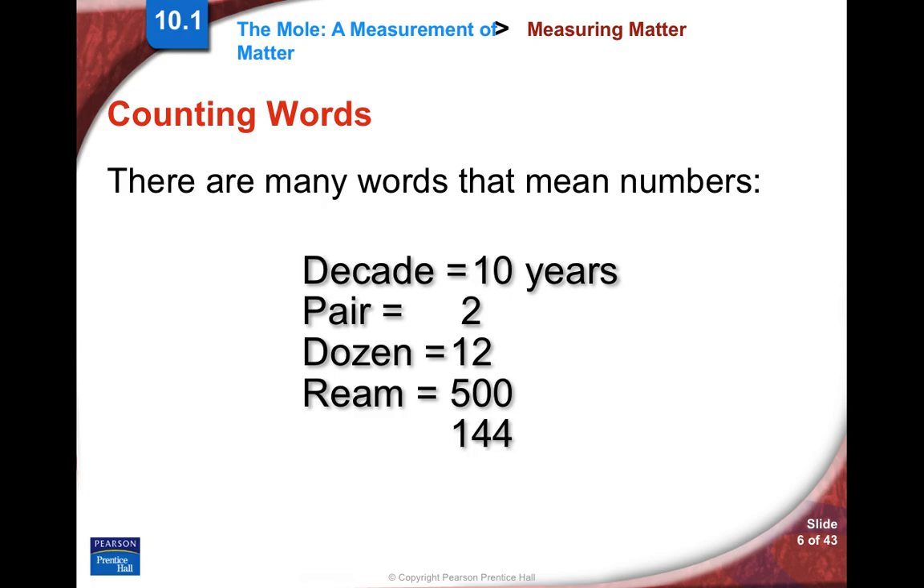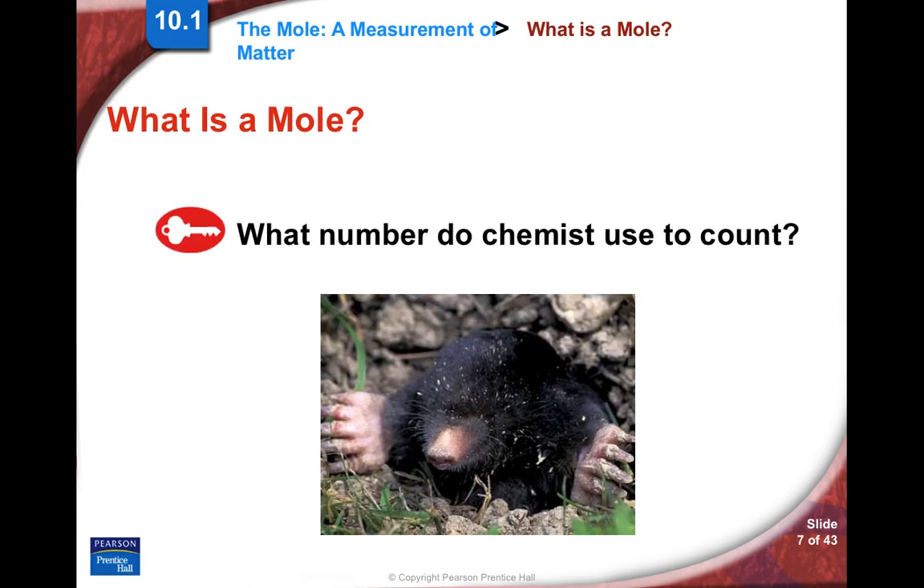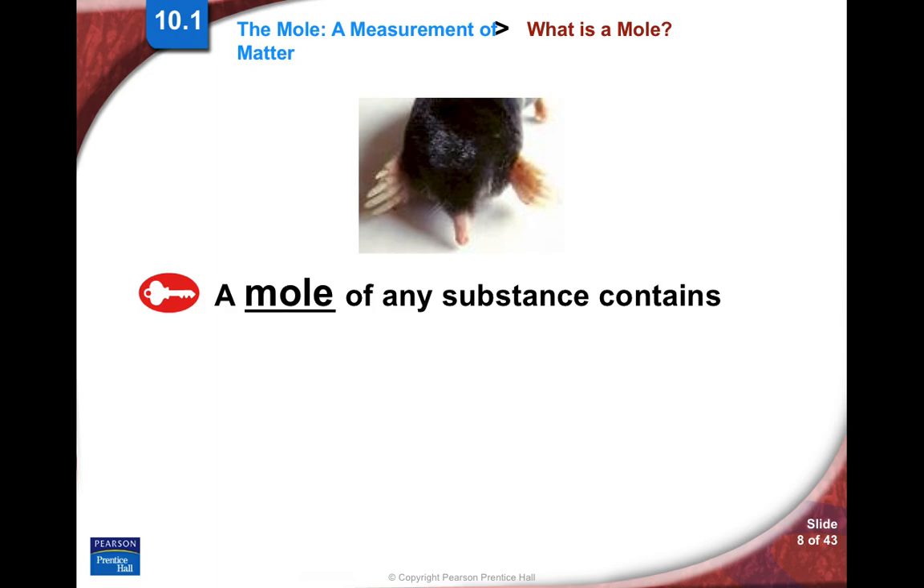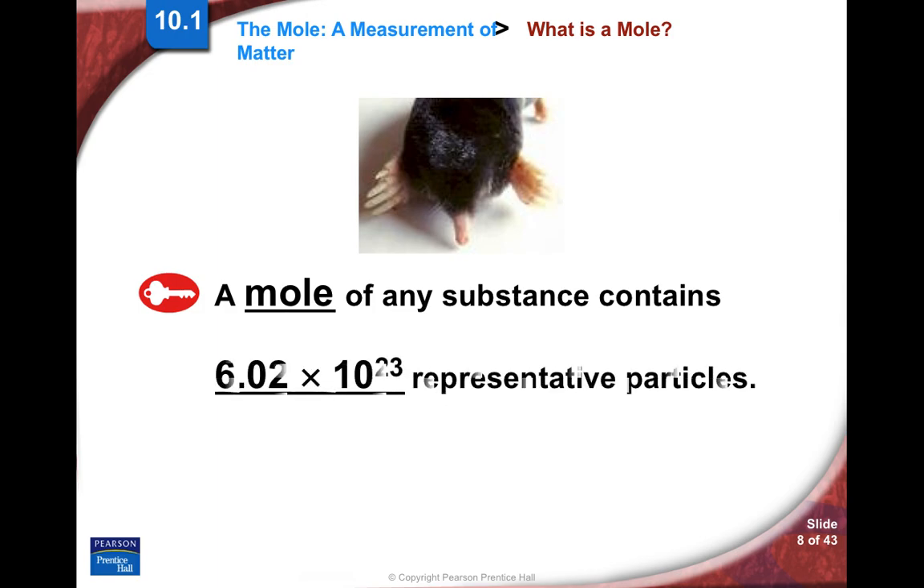So the average size package of average weight paper is 500 sheets. That's a ream. Some of you know that 144, well, that's 12 squared, and that's also known as a gross, and you can have a gross of anything. Pencils comes up a lot for some reason, but of course chemists prefer to use the number mole. A mole of any substance, as you know, contains 6.02 times 10 to the 23rd, and here's where our book gets a little wonky, representative particles. 6.02 times 10 to the 23rd things, grains of sand, pencils, pennies, that's a mole's worth.